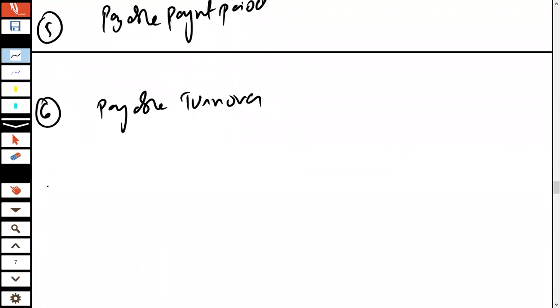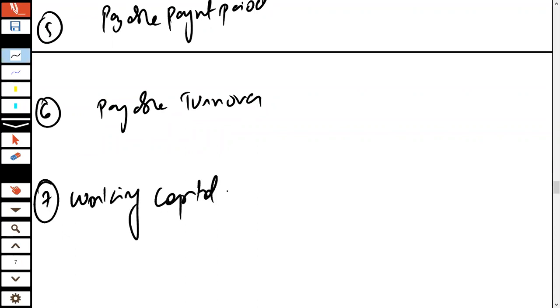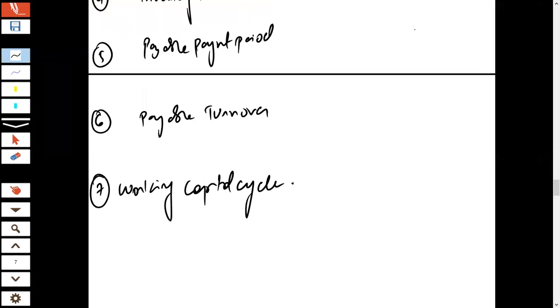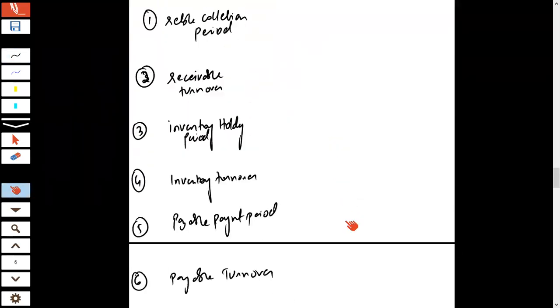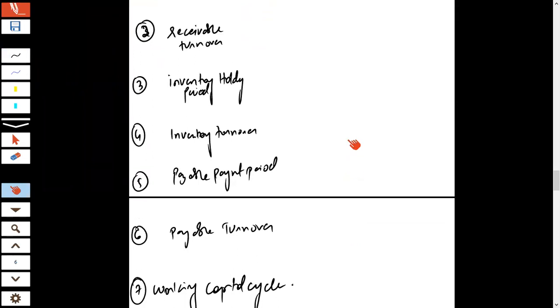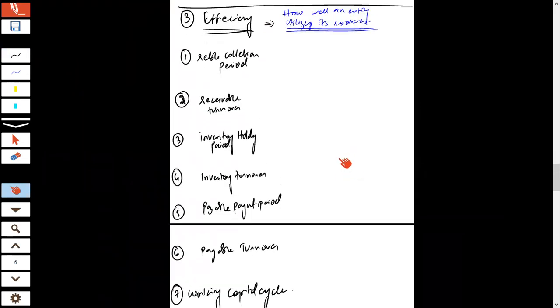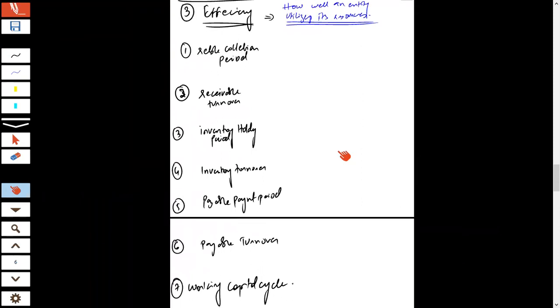Then what do you have? You've got the working capital cycle. I'm going to zoom out this window so that you can see all of the ratios that I've mentioned and you can write down the answers to them. Now you've got 5 minutes, complete these efficiency ratios.